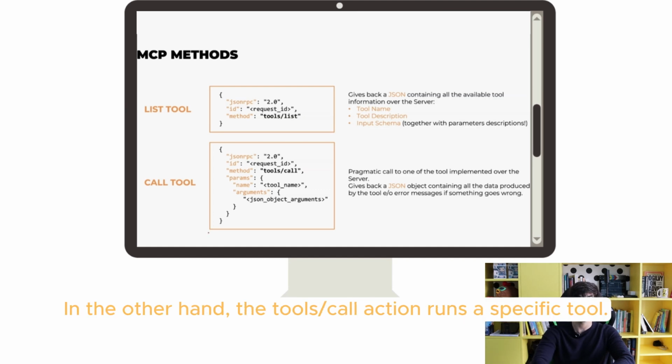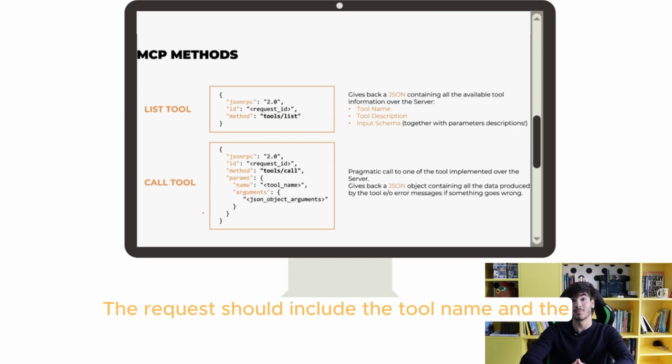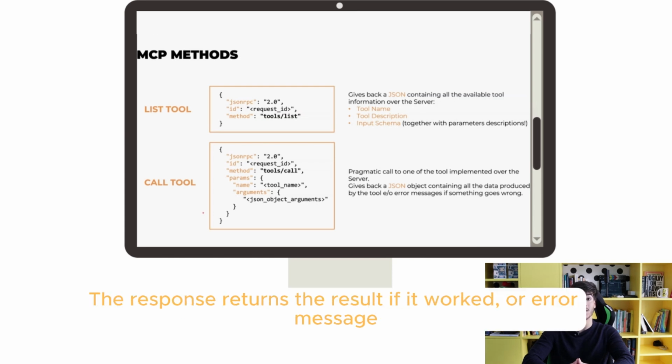On the other hand, the tool call runs a specific tool. The request should include the tool name and the input data that matches the schema. The response returns the result if it worked, or an error if something went wrong.